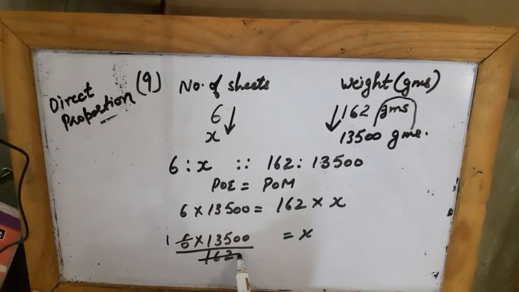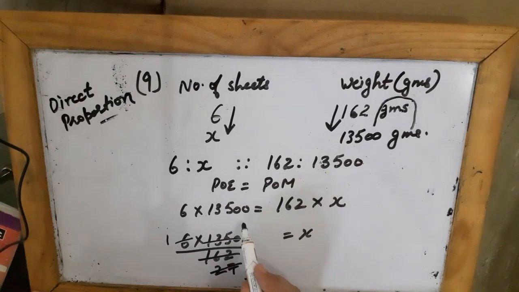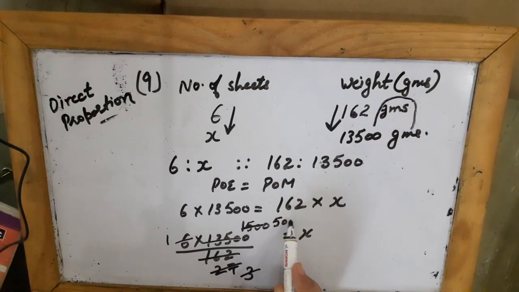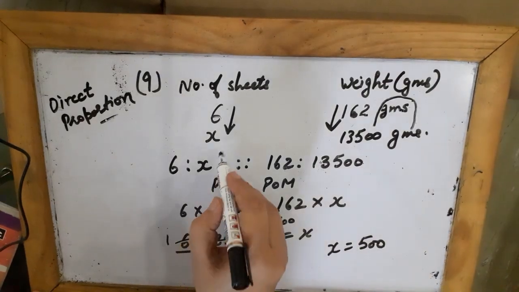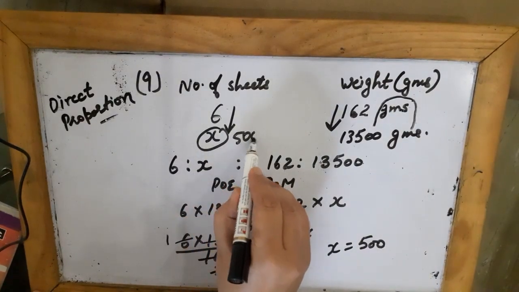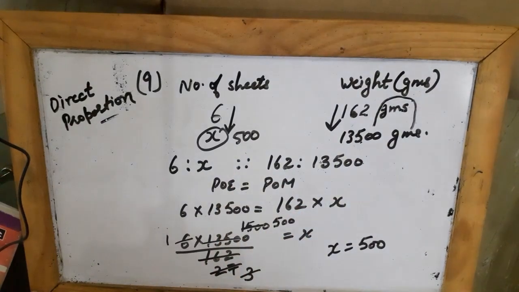6 1s are 6, 6 2s are 12 and 6 7s are 42. So this I can cancel on the table of 9, 9 3s are 27, 9 1s are 9, 45 and 5 9s are 45, 0 0. Okay, now again on the table of 3, 3 5s are 15, 0 0. So what is the value of x? 500. So what it means is that 500 sheets would weigh 500 grams.